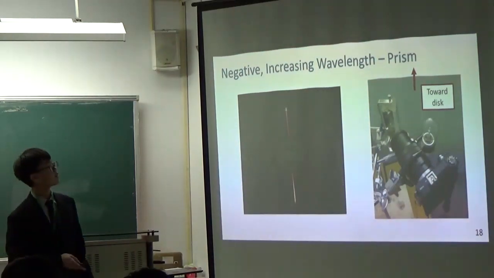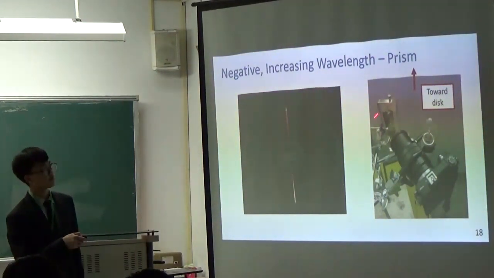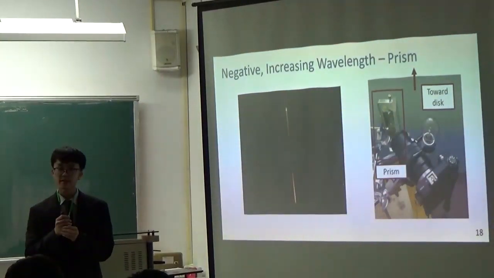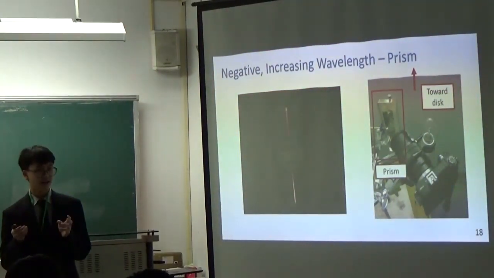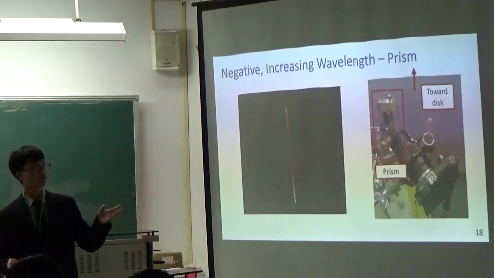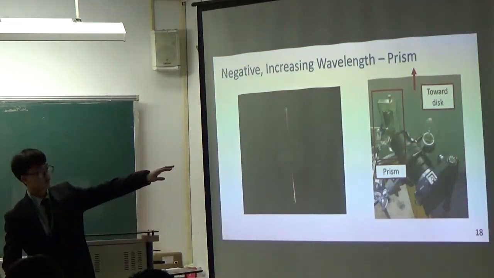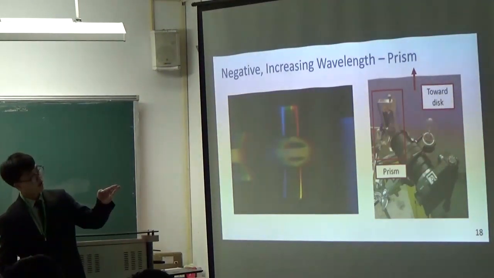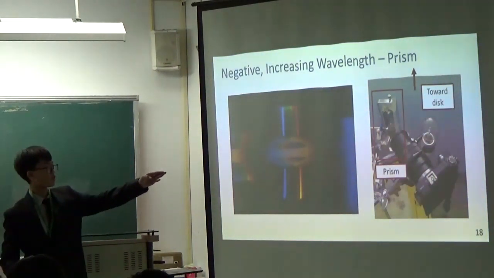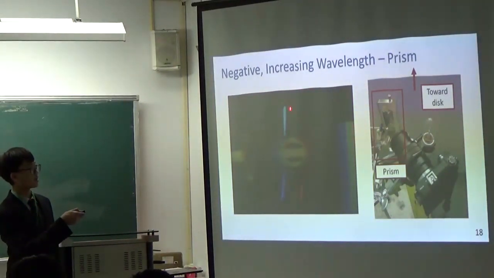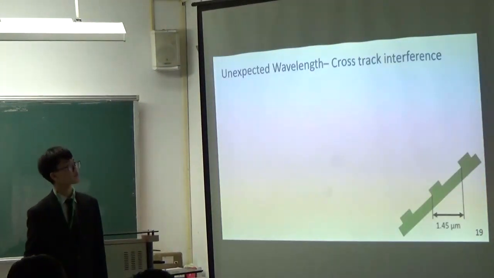And for the negative wavelength part, we use a prism to separate the light coming from the disk, so that we can know what the actual lights are that compose the purple light. So we can see that originally this is the purple light, and we adapted a prism, and the light will be separated. And when the tilting angle increases, we can see that the light is separated by the prism.